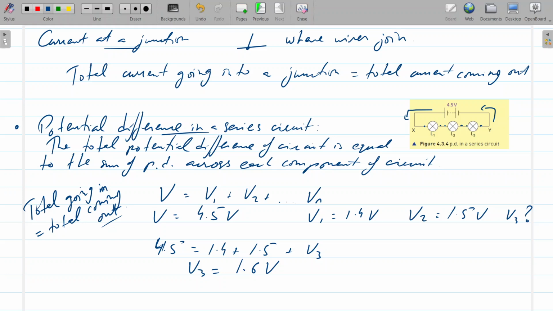Right, so the way current behaves and the way voltage behaves is different. In a series circuit, the current is the same, but it splits in parallel. Potential difference in a series circuit splits according to the requirement of each and every component. Now perhaps you can guess how potential difference will behave in a parallel circuit.